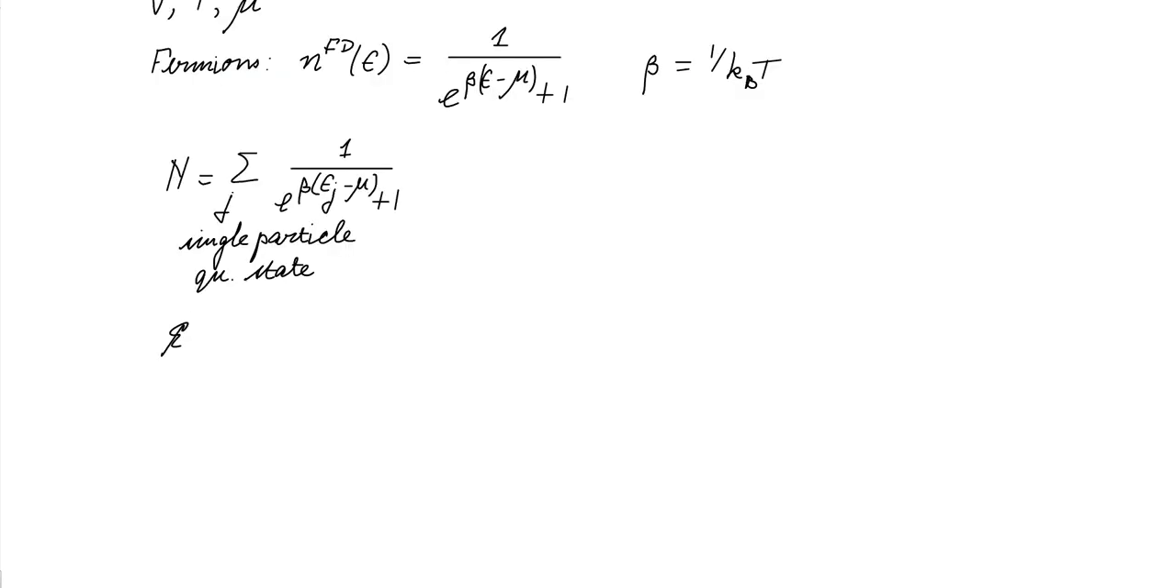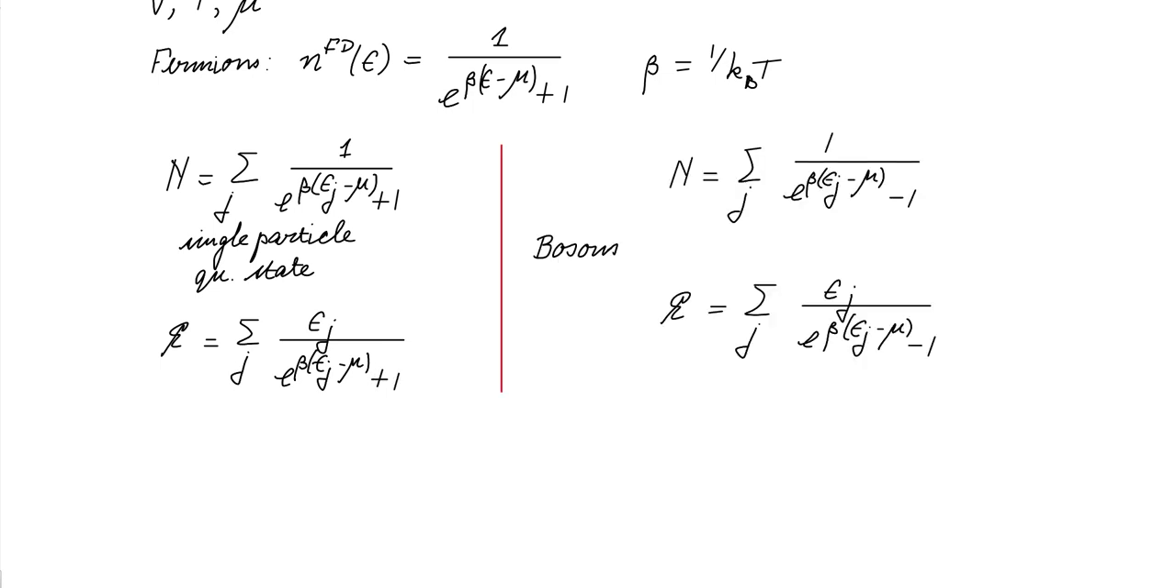A similar procedure gives us the total energy, which is calculated as a sum over all the single particle states, j, and then we take the energy of state j and we multiply it by the probability that there is a particle in that state, and that is given again by this Fermi-Dirac distribution, with beta times (epsilon j minus mu) in the exponent, plus 1.